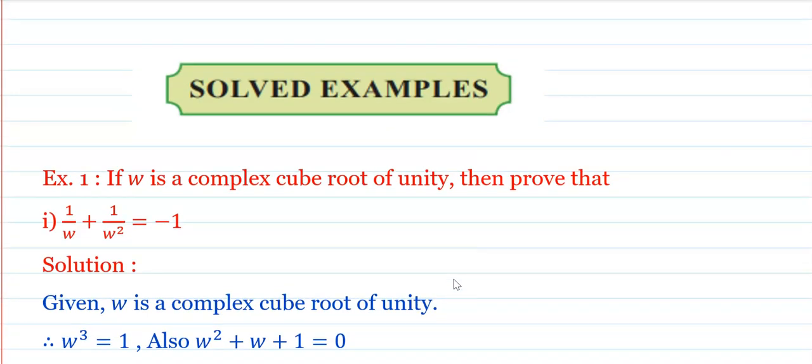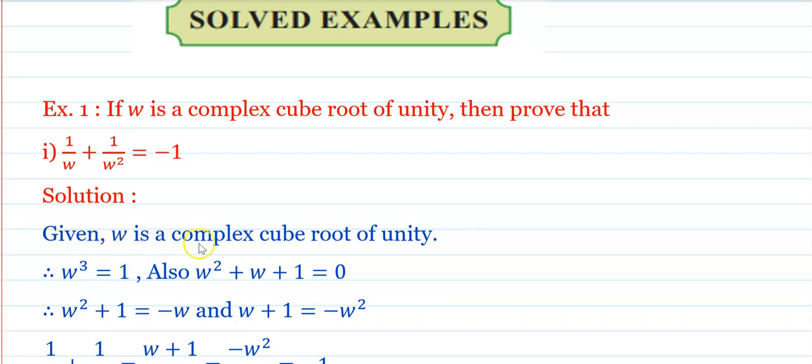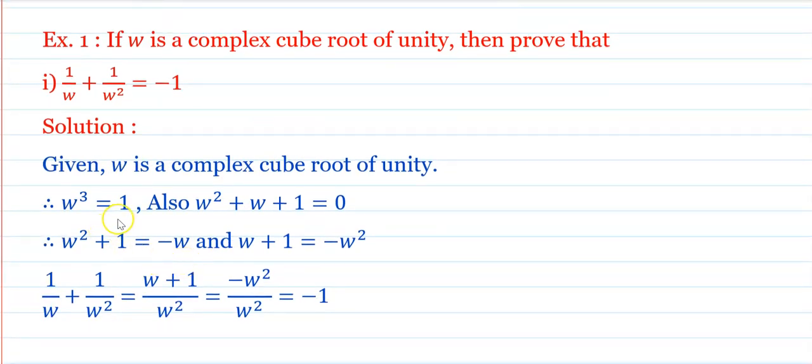Next, solve examples. If omega is a complex cube root of unity, then prove that 1 upon omega plus 1 upon omega square is equal to minus 1. Omega is a complex cube root of unity, so omega cube is 1. हे एक्सप्रेशन तुम्हाला प्रत्येक एक्झाम्पल साठी लक्षात ठेवायचे. Omega square plus omega plus 1 is equal to 0. 1 plus omega is equal to minus omega square.